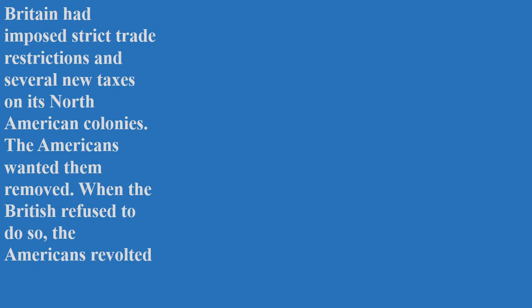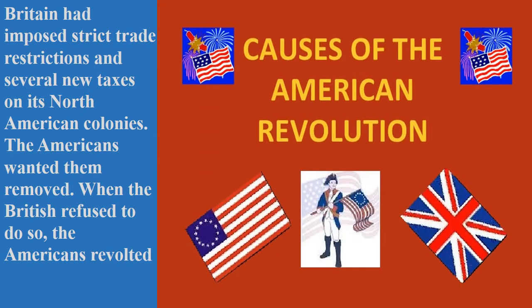Here we'll go ahead with the causes of the American Revolution. Britain had imposed strict restrictions and several new taxes on its North American colonies. The Americans wanted them removed. When the British refused to do so, the Americans revolted. Now we'll learn the causes in detail. So first we'll go ahead with economic causes.